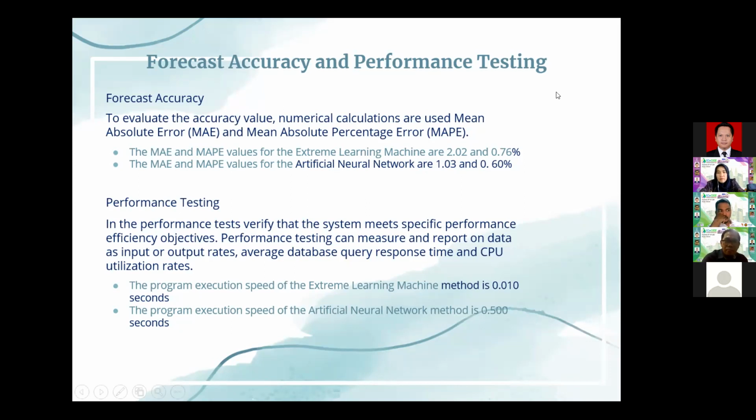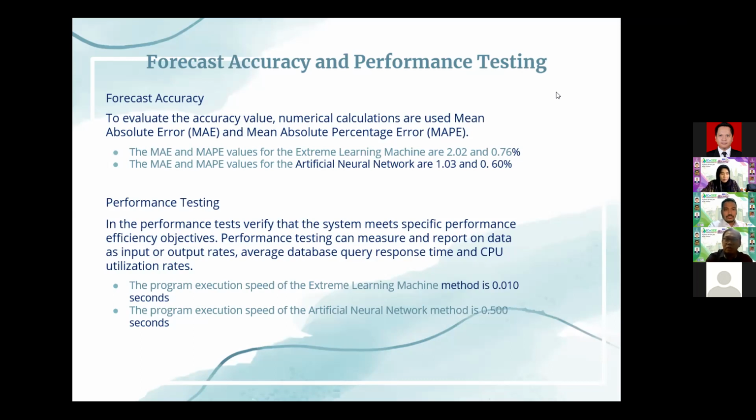In the performance test, it is verified that the system meets the specified performance efficiency objectives. Performance testing can be used to measure and report on data and input or output rates. The program execution speed of ELM is very fast, at 0.010 seconds, but the ANN takes 0.500 seconds.